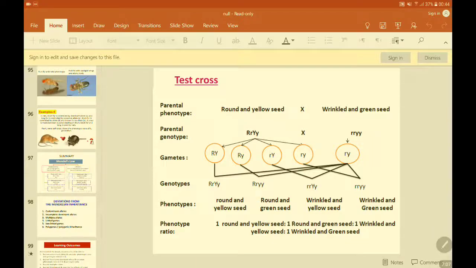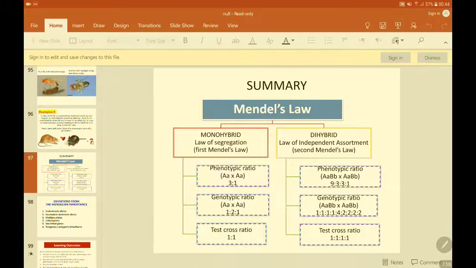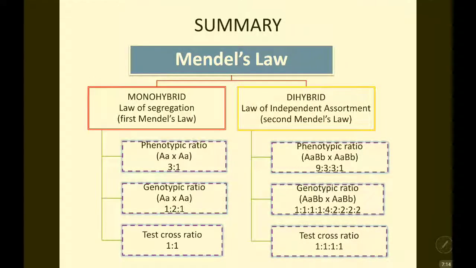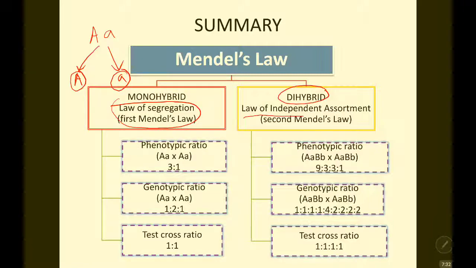So now we will see the conclusion. Monohybrid is the law of segregation, Mendel's first law, that the pair of alleles must segregate during gamete formation. Dihybrid cross is about the law of independent assortment. For example, big A, small a, big B, small b assort independently. That's why you have four different possibilities of gametes: big A, big B, big A, small b, small a, big B, and small a, small b. So they arrange independently. This is Mendel's second law.